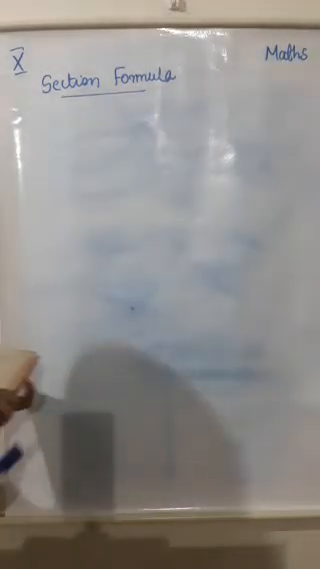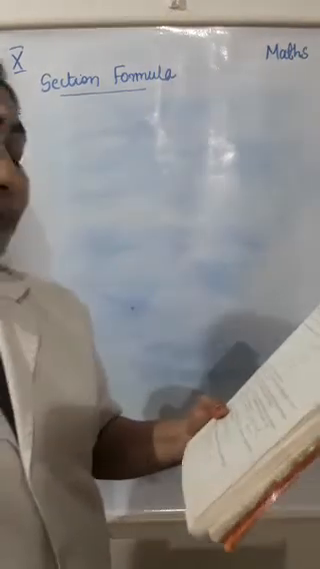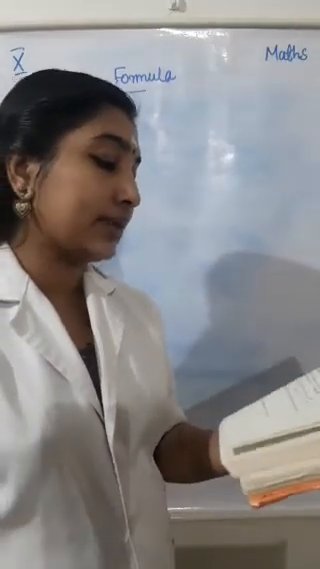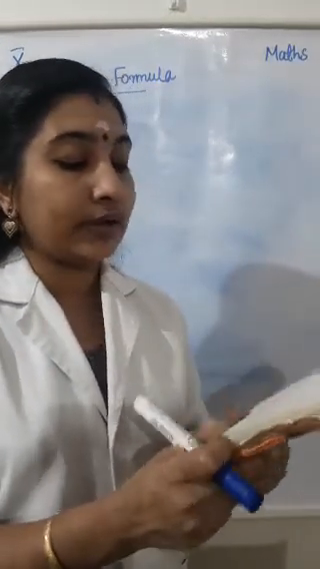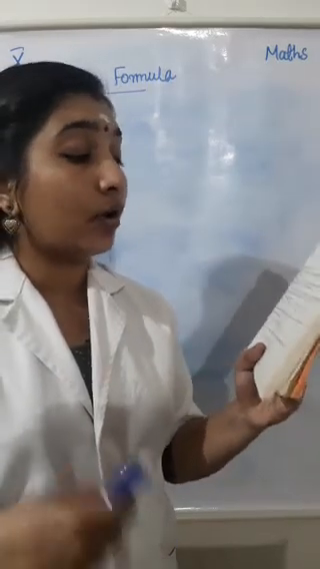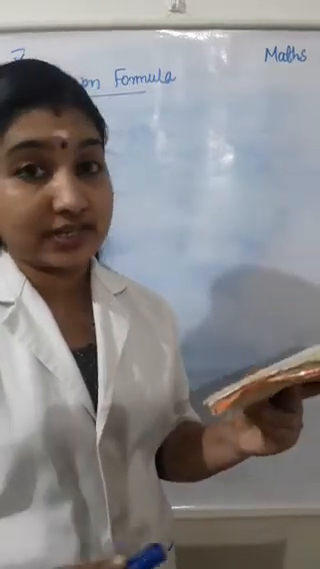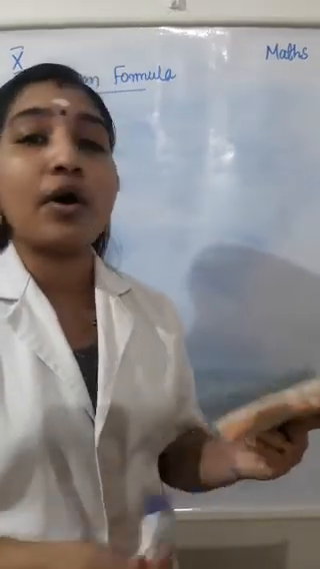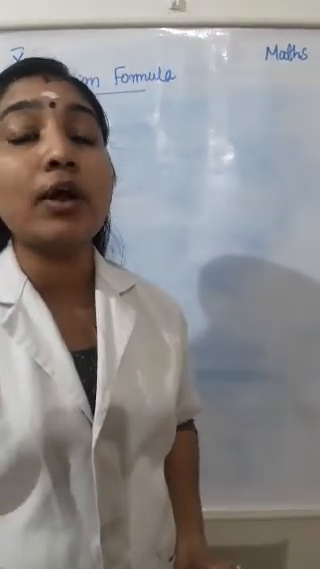Next question. Find the coordinates of the points of trisection of the line segment joining the points A (2, -2) and B (-7, 4). We need to find the coordinates of the points of trisection. What is meant by trisection? Trisection means points dividing a line into 3 equal parts.